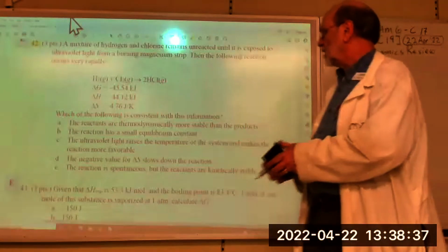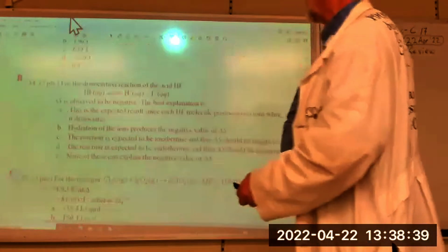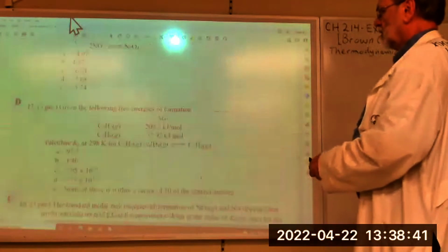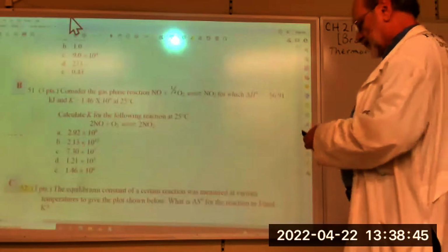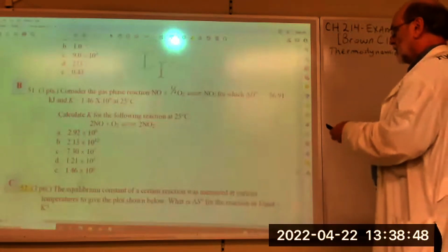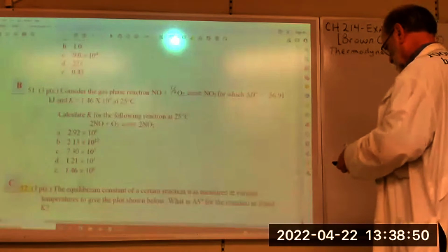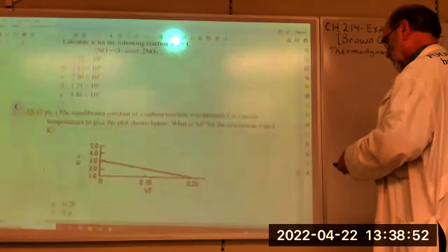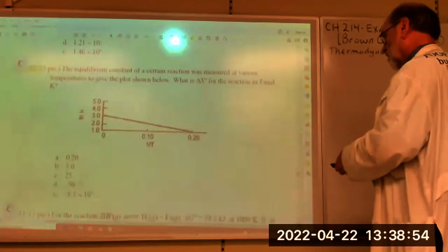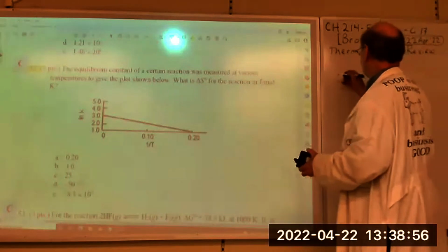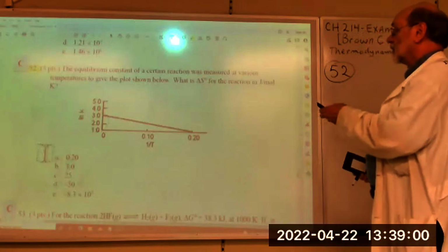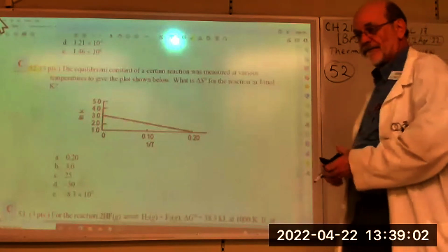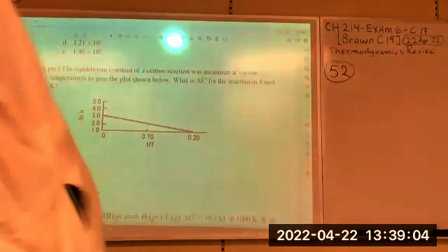All right. So that was 42. Let's see. 52. I'm going to have to do some cursor work here. There we go. 52. See, I better stop that thing from moving around. 52.